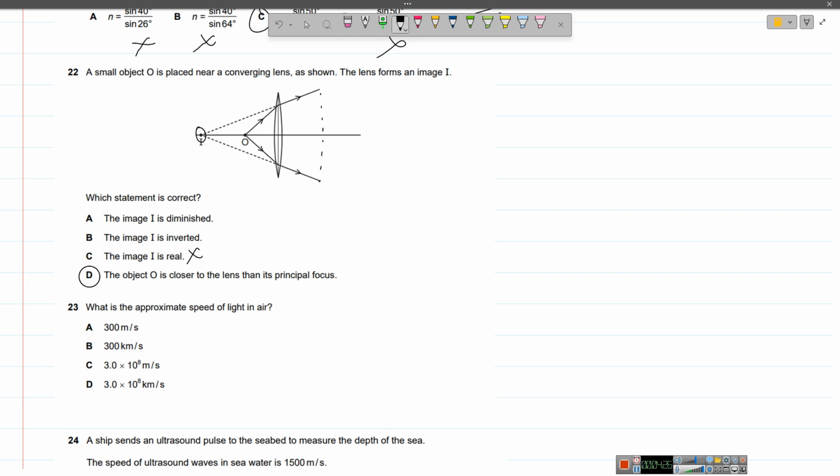So you can see that the height of the image is quite large compared to the object image, right? So it is closer to the principal focus. Here is the principal focus, and the object is between the focal point and the lens, right?